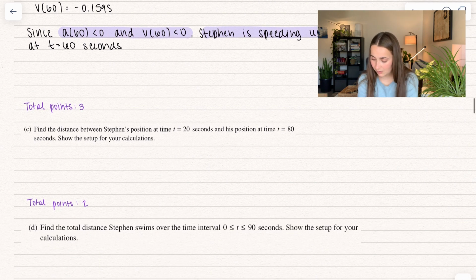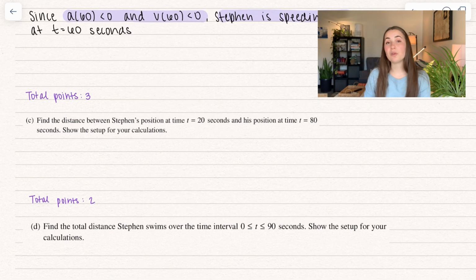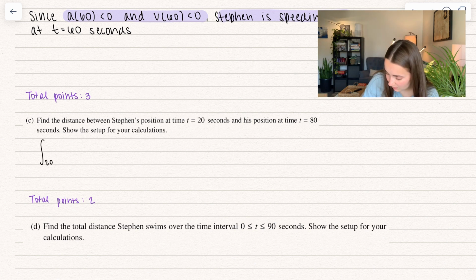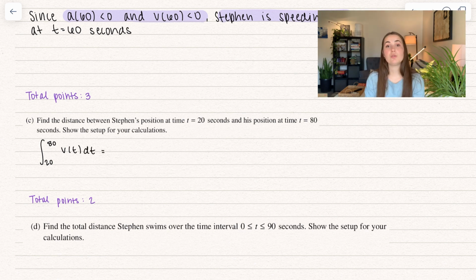Let's try part C. We have find the distance between Stephen's position at 20 seconds and his position at 80 seconds. So in order to find the distance between those two positions, we're not doing the total distance he's traveled. We're just doing the distance between the 2 points. This is just going to be the integral from 20 to 80 of our velocity function. We're going to do total distance in the next problem, so don't worry about it. So this is just going to be the distance between those 2 points. Let's go ahead and integrate.